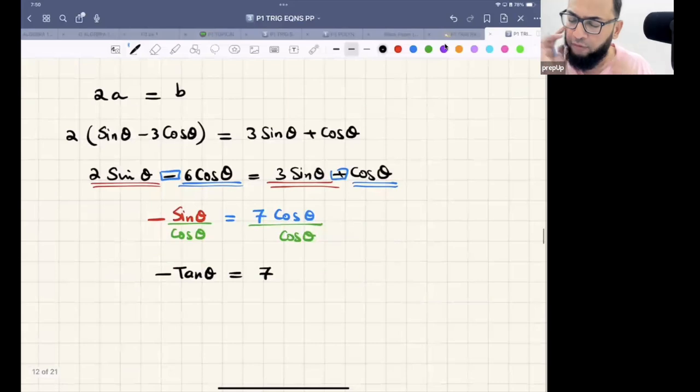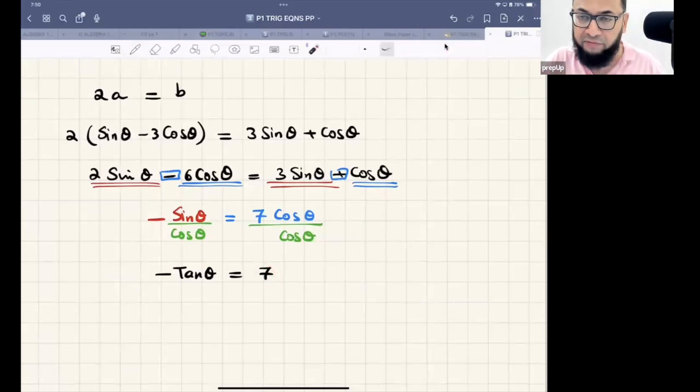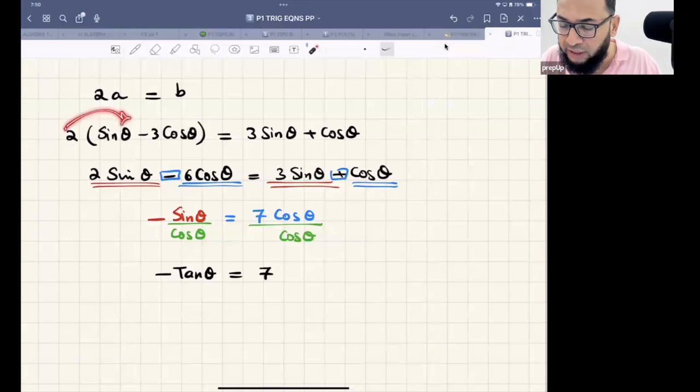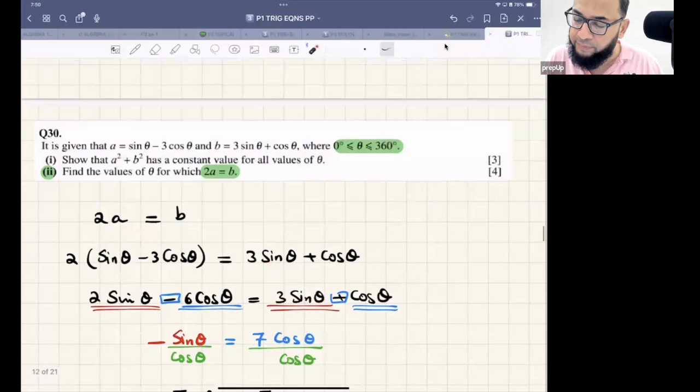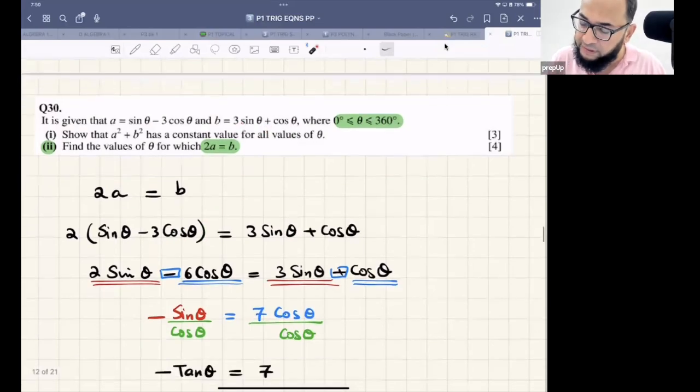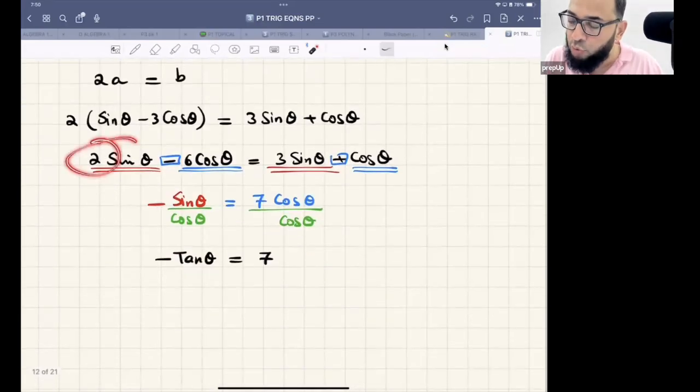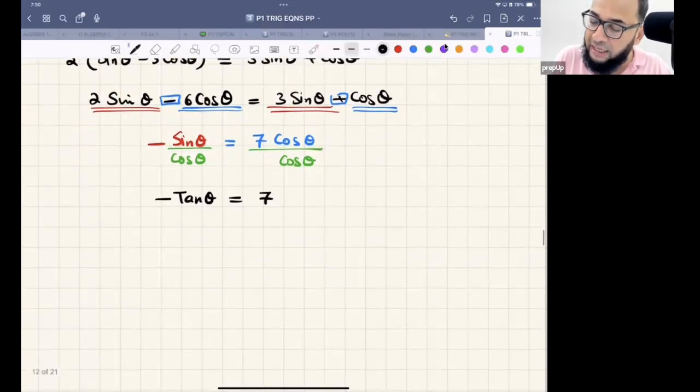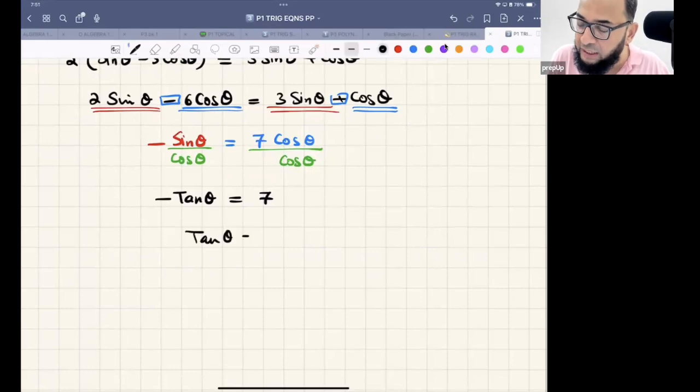Now it kind of looks weird. Let me just double check my working. Usually we don't get such a high value, but everything is possible. 2 into sine, 2 into minus 3. 2 sine minus 3. That's good. That's 3 sine plus cos. A is sine minus 3 cos. B is 3 sine plus cos. That's good. That is 2 minus 3 is negative 1. That is okay. And 1 plus 6, that is 7. I think it looks good. Therefore, tangent theta equals 7.